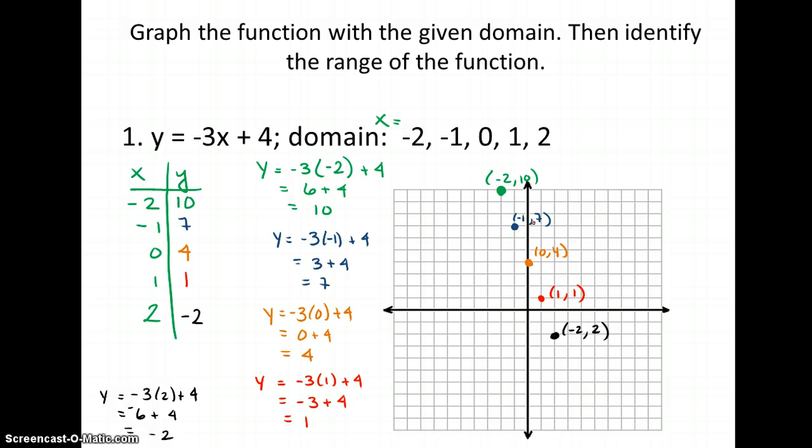The next thing that they asked us to do is to find the range. Remember that domain deals with your input values, which are the x portion, -2, -1, 0, 1, and 2. So your range will be your outputs. That refers to your y values: 10, 7, 4, 1, and -2. Well done.